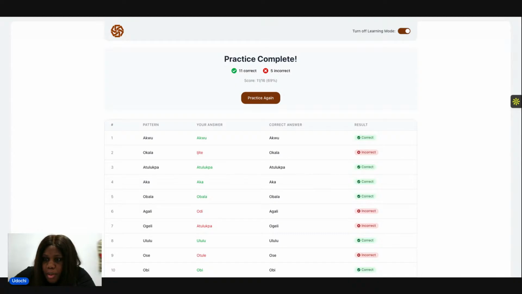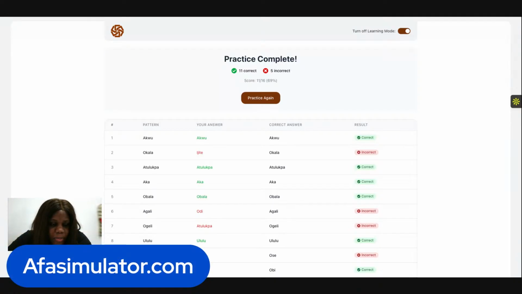alphasimulator.com. Let me create a banner to show you. So this is the website that I'm on right now. It's called alphasimulator.com, and it is teaching the alpha patterns. So let me show you.